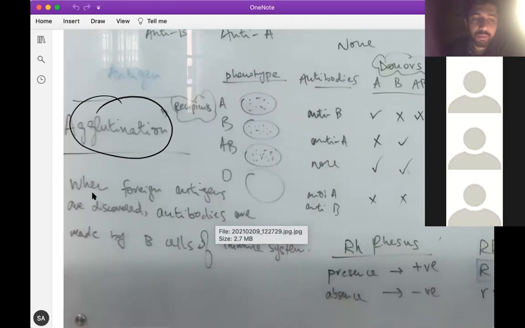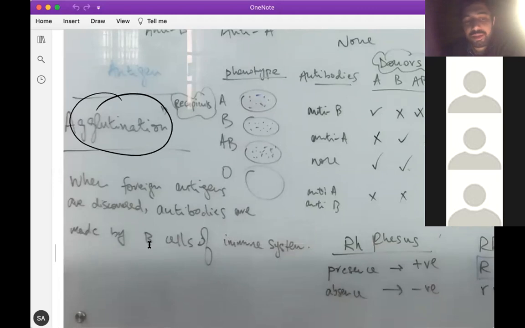After that we said that when foreign antigens are discovered, antibodies are made by B cells of the immune system. This is a fairly simple thing to understand. B and T cells are two types of cells in the immune system. They're both of lymphocytic nature. We said in the beginning that lymphocytes and phagocytes are two types of white blood cells of the immune system. Basically they're the heart of it. B cells are the kind of cells that make these antibodies.